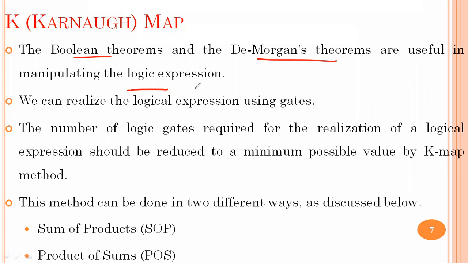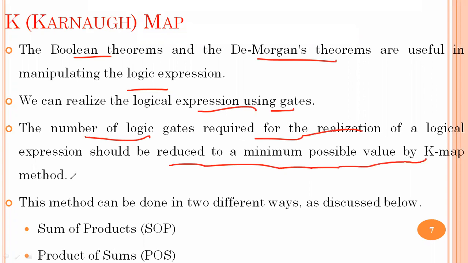So we are able to analyze that logical expressions are created using gates. The number of logic gates required for the realization of a logical expression should be reduced to the minimum possible by the K map. That means in this K map we have to work on the reduction of the logic gates that will be used in creating the circuit. Okay, so this method can be done in two different ways. They are SOP and POS: sum of products and product of sums.